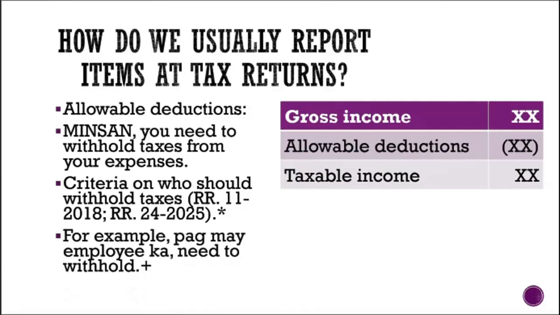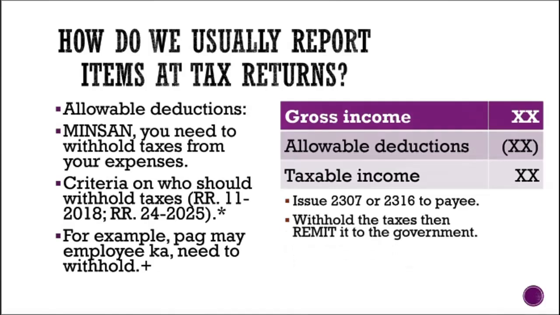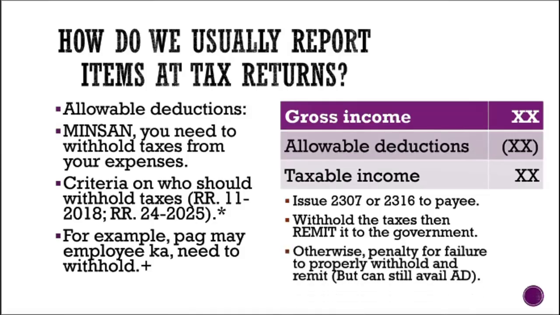So, you would incur salaries expense. And if that is the case, you might need to withhold taxes from them. And then, of course, issue BIR Form 2307 or 2316 to your payees and withhold the taxes and remit the taxes to our government. Now, if you fail to do this, you might incur any penalties for failure to properly withhold and remit.